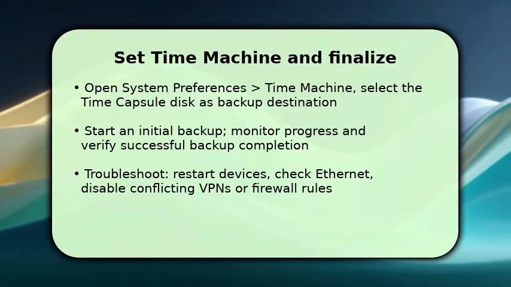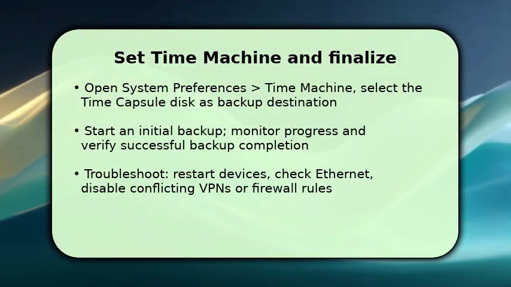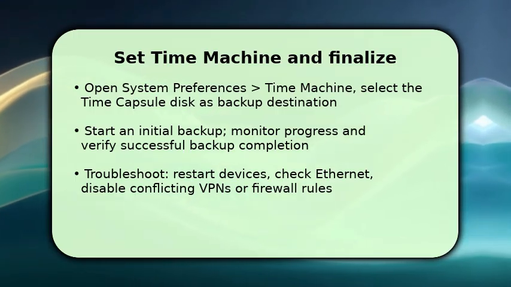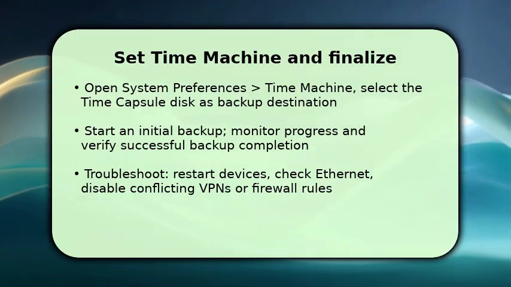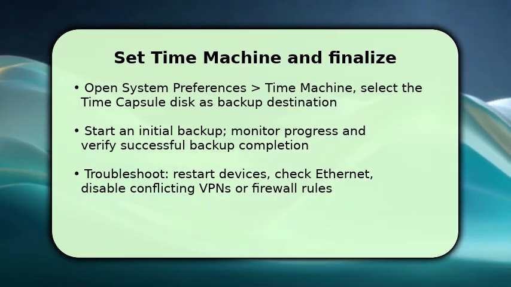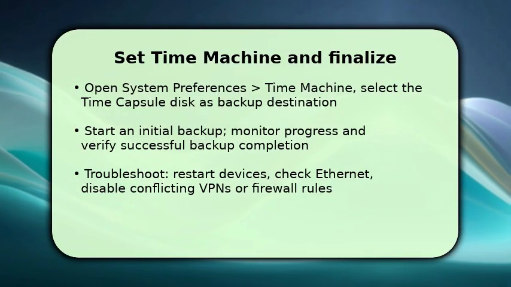Finish by connecting Time Machine to the Time Capsule disk. Open System Preferences, choose Time Machine, and select the Time Capsule disk as the backup destination. Enter the disk password when prompted. Start the initial backup and watch its progress. Initial copy may take hours depending on size. Make sure subsequent automatic backups run on schedule.